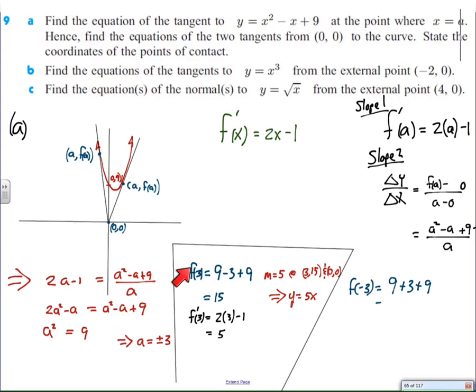When a is 3, f of 3 is 15, so we have the point (3, 15), and a slope of 5 for the tangent line. So we use the point and the slope to find that y equals 5x. Here, again, f of negative 3 equals 21. The slope of the tangent is steeper because our second point was higher up, so we have a steeper slope, and it's, of course, negative. And using point slope form again, we get y equals negative 7x. So these are the 2 lines that will both go through the origin and be tangent to the curve.